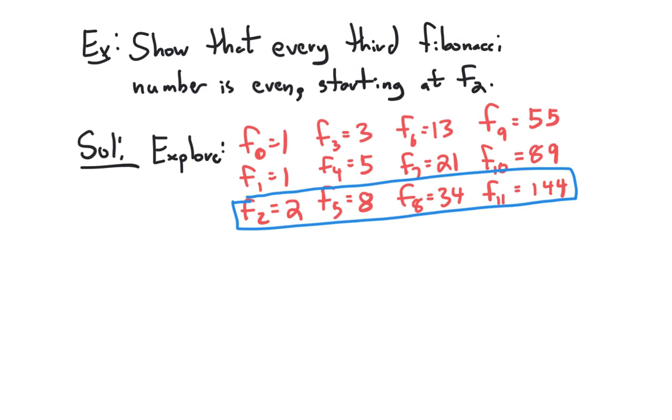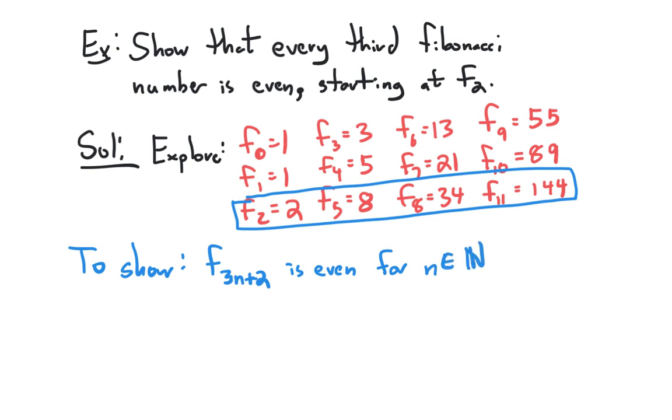So let's write mathematically what we want to show. The indices 2, 5, 8 go up by 3's here, so it's some multiple of 3 plus 2. So what we want to show is that F of 3n plus 2, or maybe we'll say 3n plus 2, because I usually use k in my induction step, is even for n in the natural numbers with 0. So 0, 1, 2, 3, 4, 5, all the way up. So F2 when n is 0, F5 when n is 1, etc.